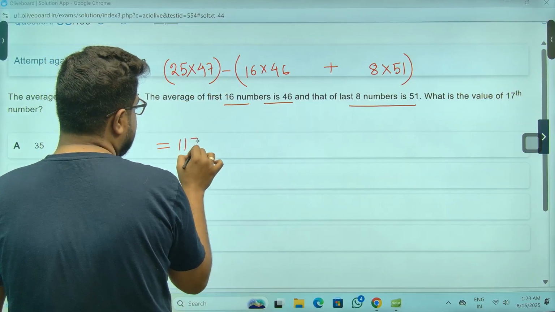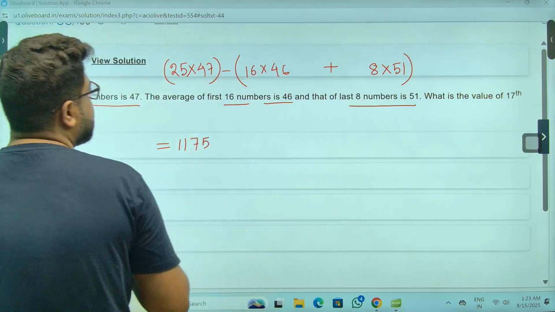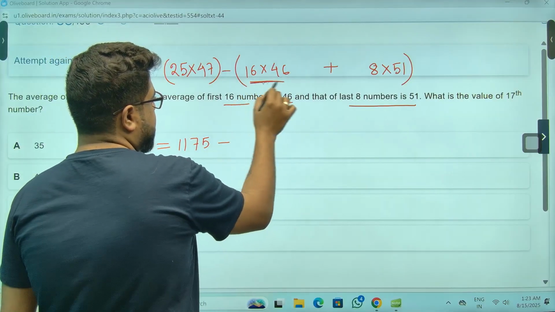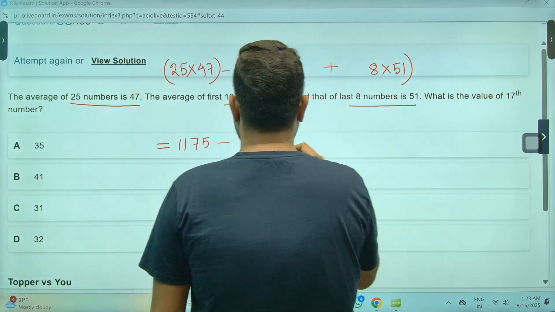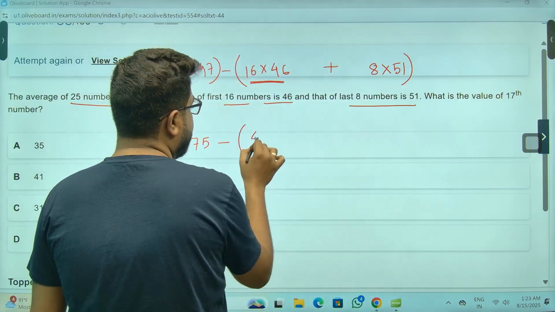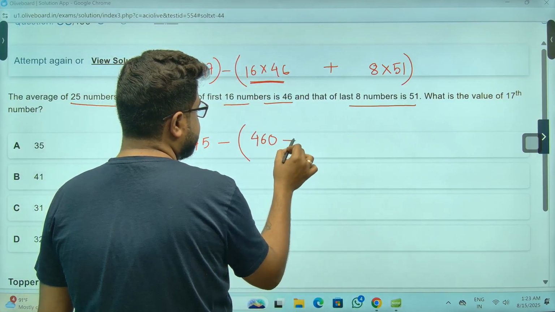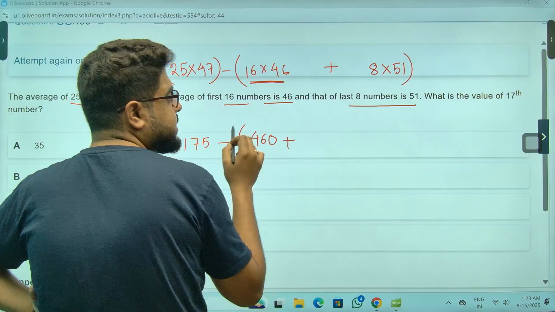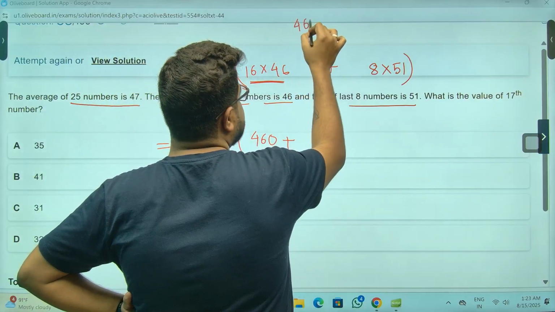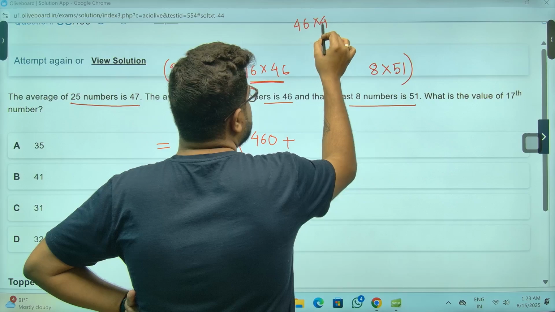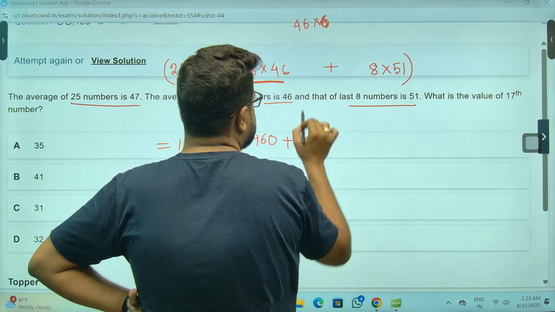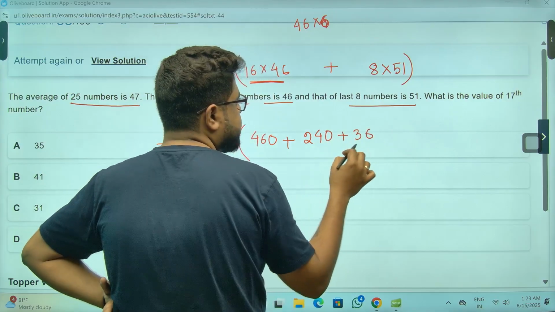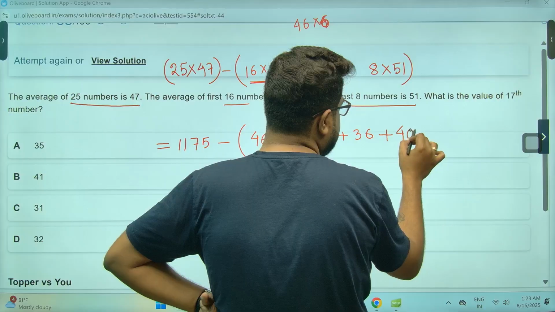11.75, 1175, right? 1144.75 minus, sir, 460 plus, sir, 46 into 6. 46 times 6. Sorry, 6. So this is 240, 36. 408, sir.